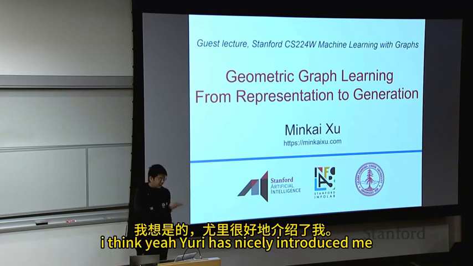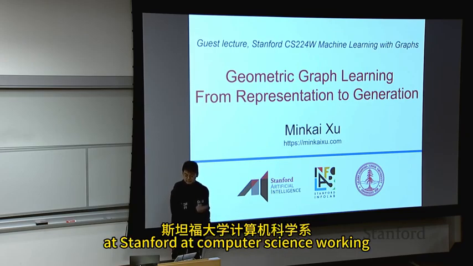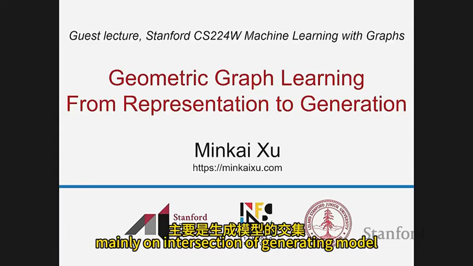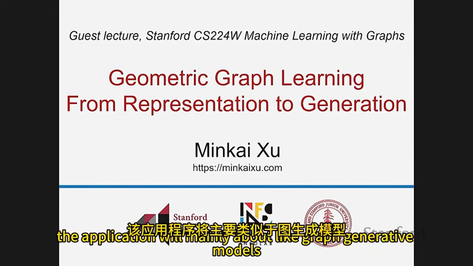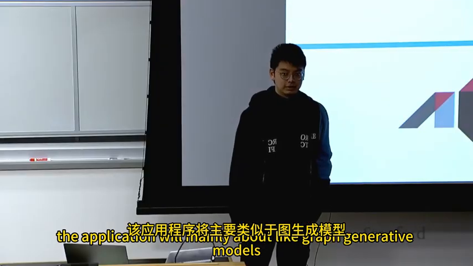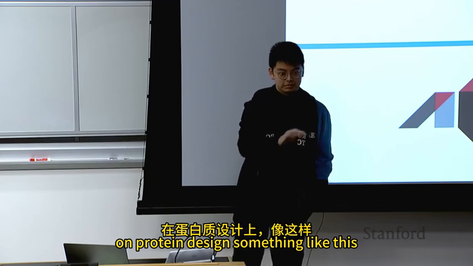Okay, I think Jure has nicely introduced me. So I'm a PhD student at Stanford in computer science, working mainly on the intersection of generative models and graph representation learning. So the applications will mainly be about graph generative models on molecular structure, on drug discovery, on protein design, something like this.